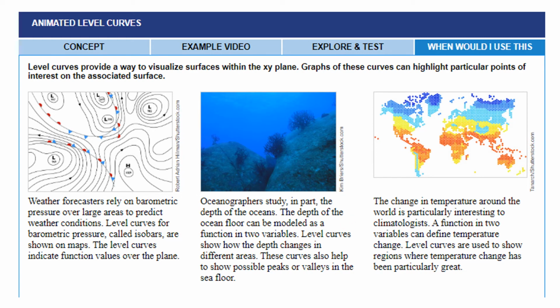And we've really already talked about the change in temperature around the world, which can be of interest to climatologists, and a function of two variables can define temperatures. Level curves show the regions where the temperature change has been particularly great.